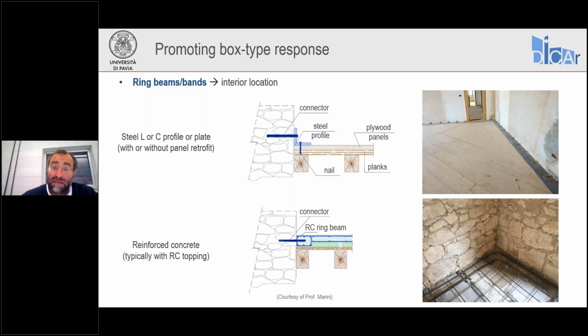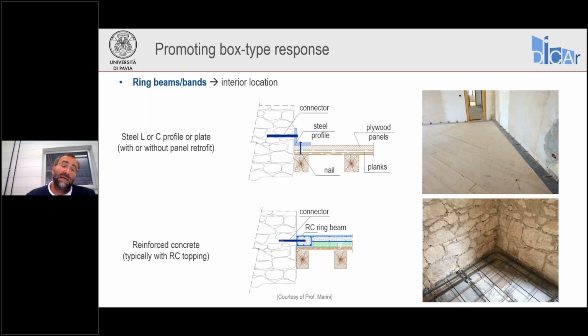And these connections are provided by those types of dowels and ties that you've seen before, but these profiles also need to be nailed to the timber diaphragm. Another solution is with reinforced concrete tie beams.